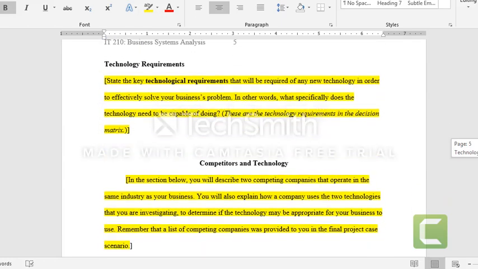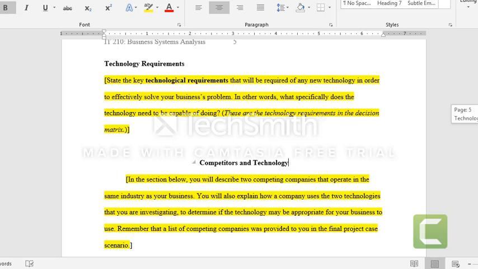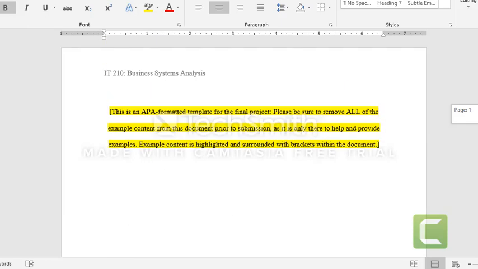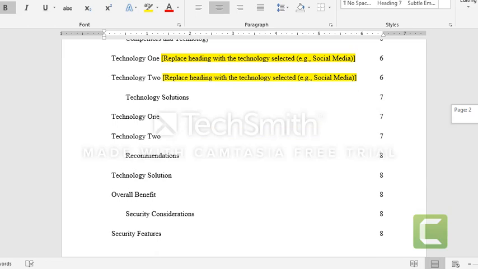What you want to make sure you do is that you replace anything in the highlighted yellow with your own thoughts, and then you delete the yellow sections so that it's just your own work. The instructions are up here on top on how to do that. Remove all the example content.